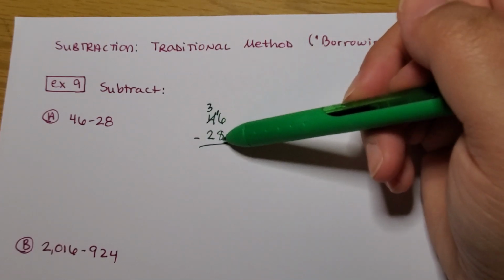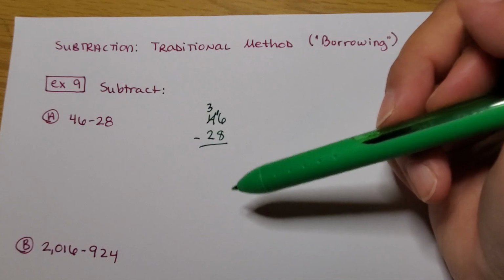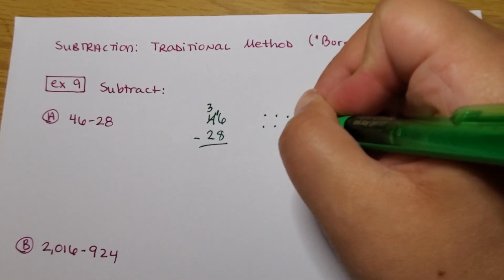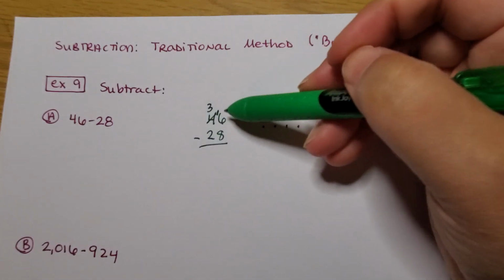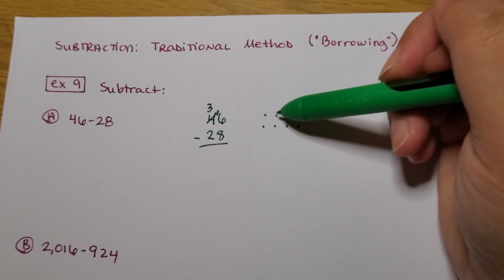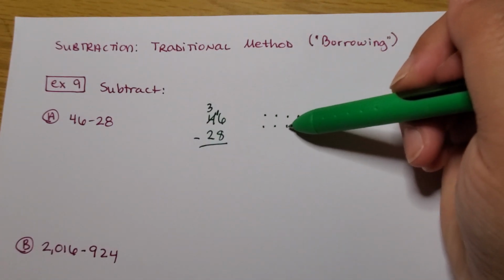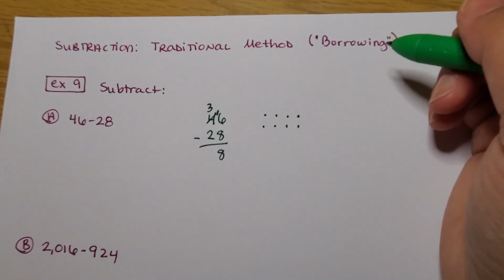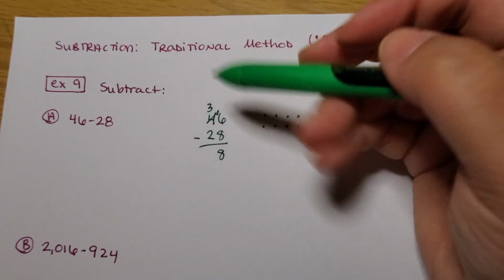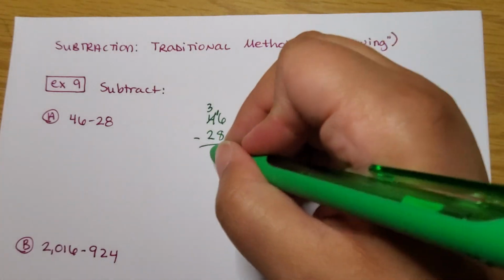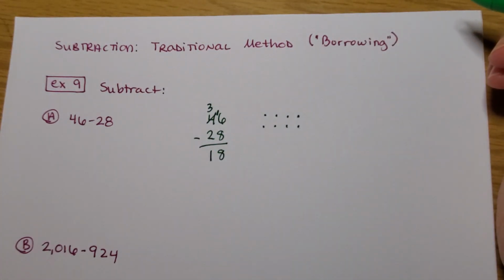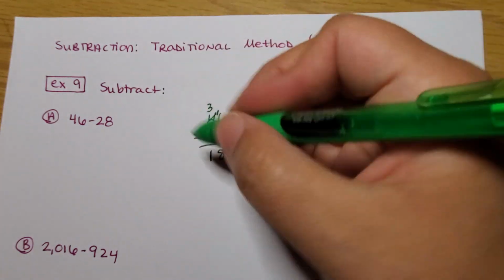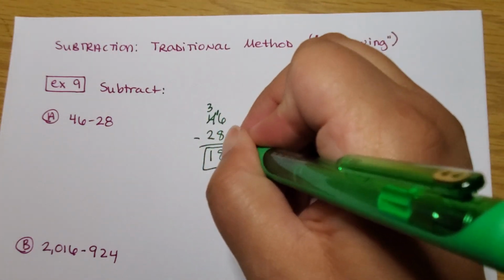Now I can do 16 minus 8. I'm going to count down for that. So let me 1, 2, 3, 4, 5, 6, 7, 8. So if we have 16, then we'll have 15, 14, 13, 12, 11, 10, 9, 8. So 16 minus 8 is 8. And now I can do 3 minus 2 and get 1. So 46 minus 28 is going to give me 18.